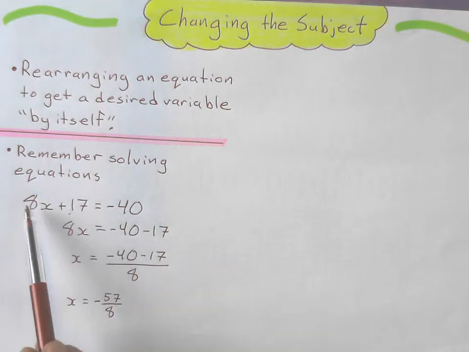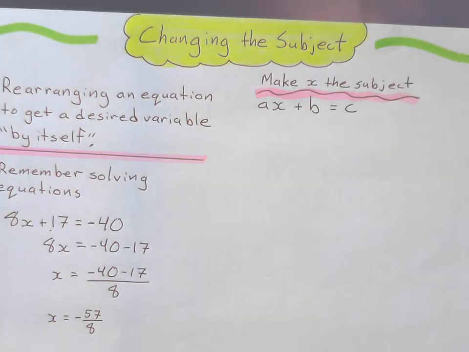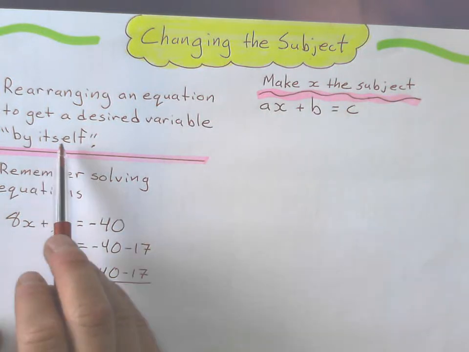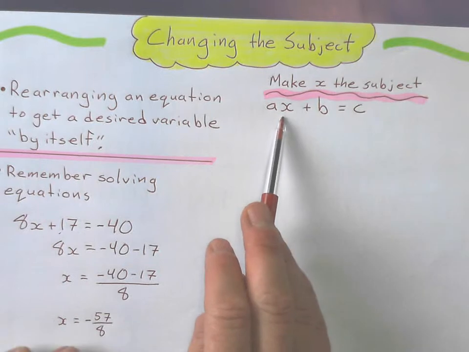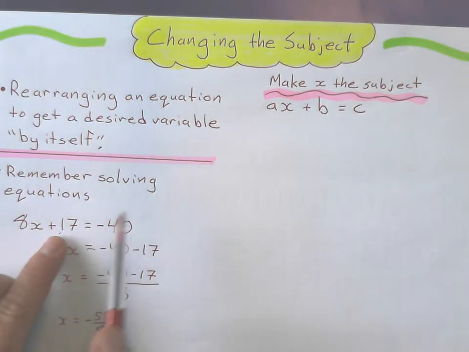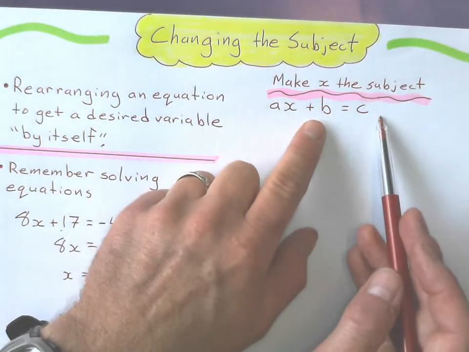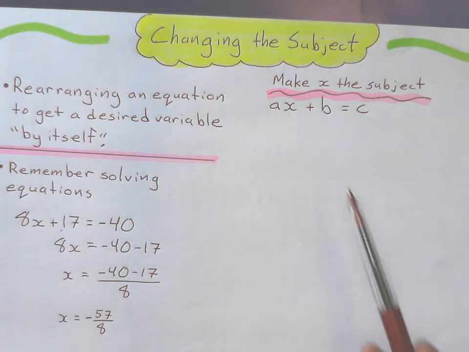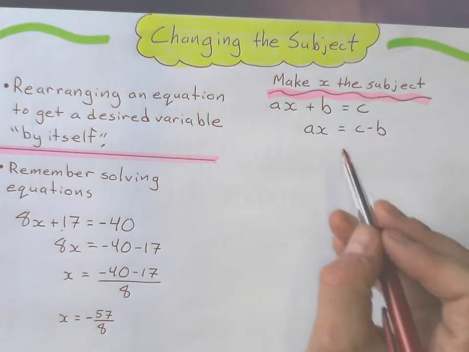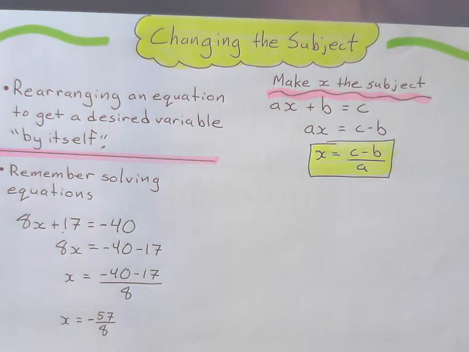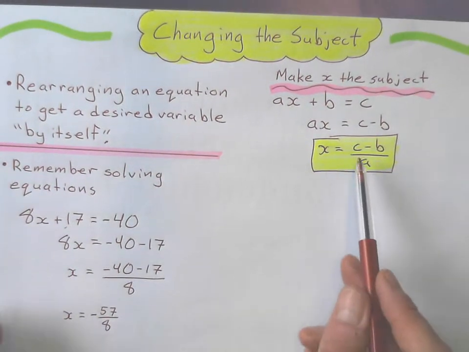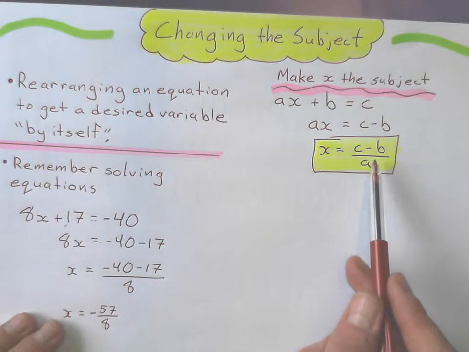Now let's look at this. Instead of constant terms here, suppose I have letters. In all my examples, I'm just going to say make x the subject. That just means get x by itself. It's set up the same way here. So to solve for x, similar to this equation, I'm going to subtract the b first, and then divide by the coefficient, which is a. The only difference between this and this is I get a number value here, but I get an expression here. I can't go any further from that.